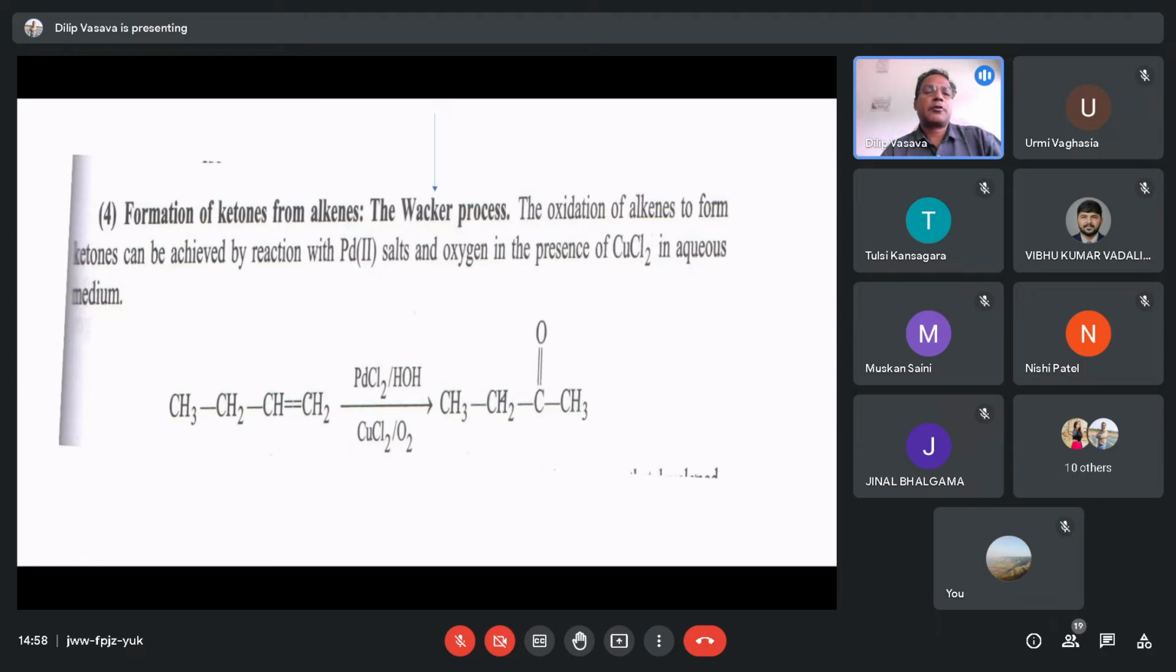Now the Wacker process is also there for the oxidation of the alkene. Oxidation of alkene to form the ketone is done by the Wacker process, in which palladium metal is utilized in presence of CuCl2. So this is a very specific reaction where it gives the carbonyl compound.